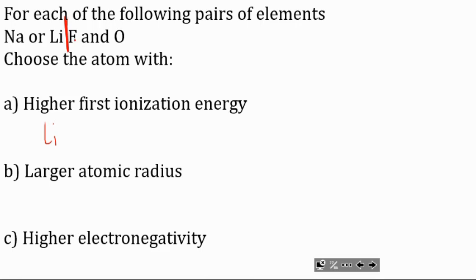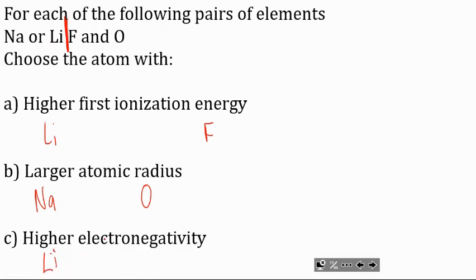All right, what about fluorine and oxygen? Which one is going to have it? Fluorine, because it has a higher effective nuclear charge. Larger atomic radius. Which one's going to be bigger? Sodium. It has more energy levels. Fluorine and oxygen, which one's bigger? Oxygen, because fluorine has a higher effective nuclear charge. Higher electronegativity. Lithium.